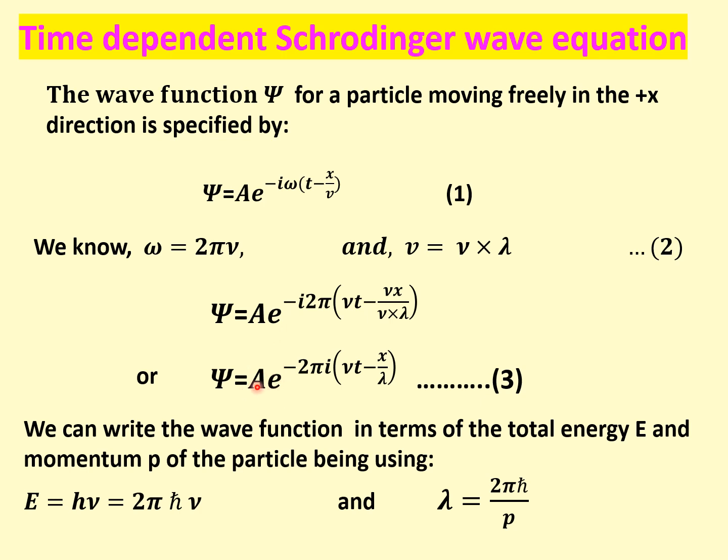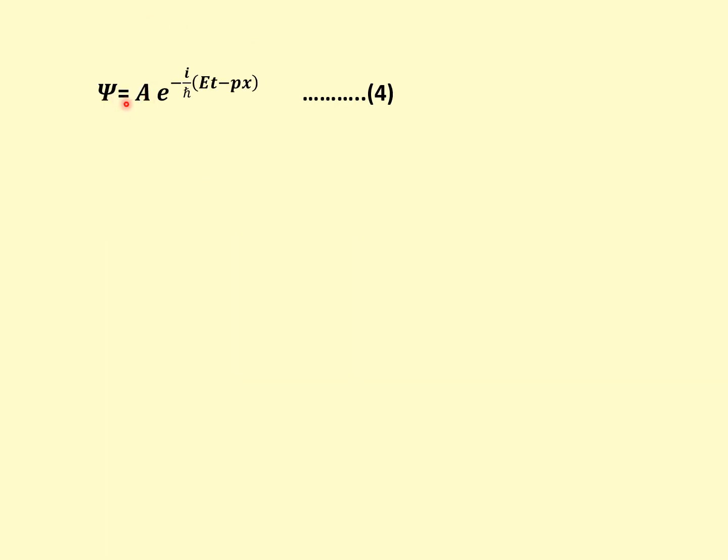But we want to get this psi function in terms of energy E and momentum p, using the formulas E equal to h nu, or 2 pi h bar nu, and lambda equal to 2 pi h bar by p, where h bar is h by 2 pi. So we write this wave function in terms of E and p, and we get psi equal to A e raised to the power minus i by h bar (Et minus px). So this is the wave function.